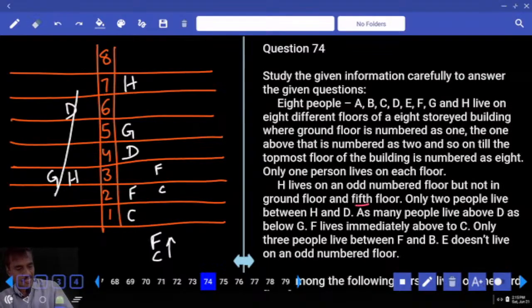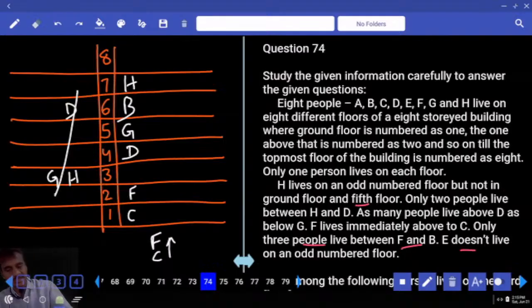Clear? Then F and C. Not between F and C, there are 3 people. 3 people, it is not possible. Hence, F must be here. There are 3 people between F and B. F and B, 3 people, 1, 2, 3, B will be here.